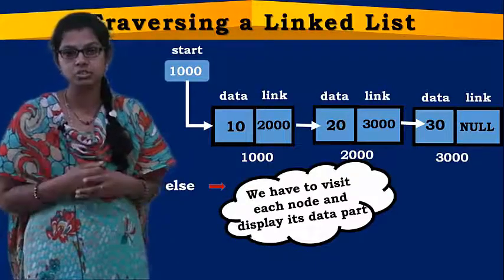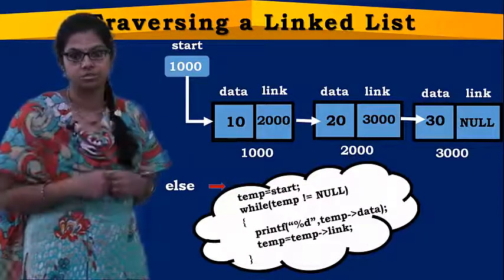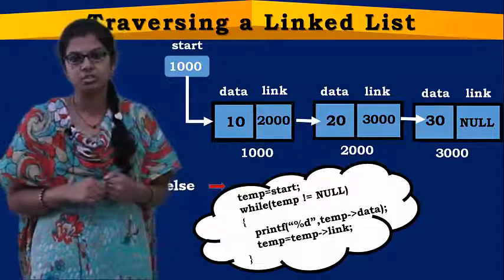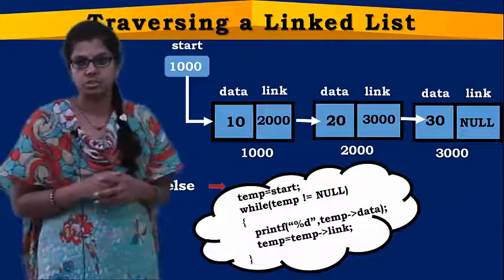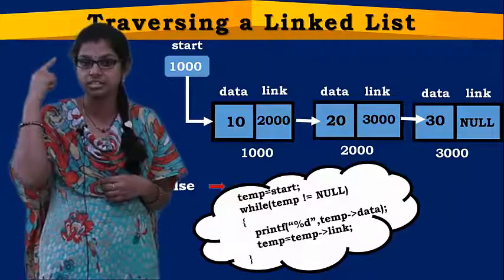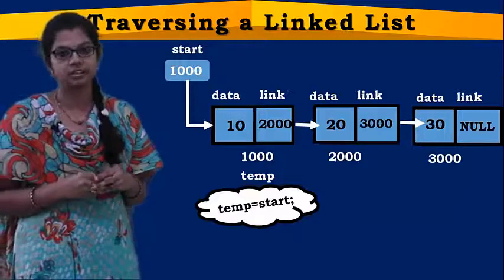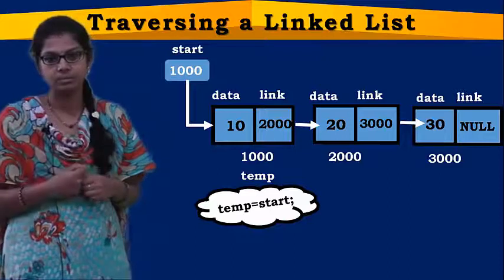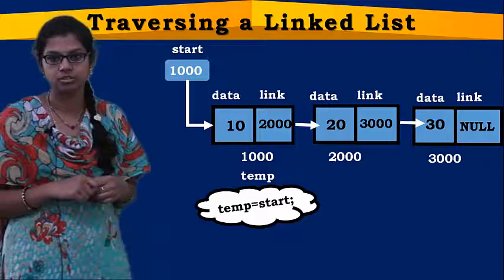How to visit each node? From the starting node till we get the last node. This is the code we use in order to traverse from the first node to the last node. We have to start from the first node, that is start. So first we assign start to temp, which means temp as well as start are both pointing to the first node.